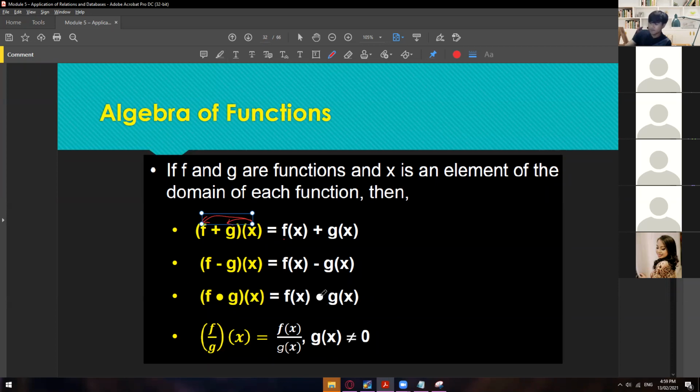And then we also have here multiplication, and for division, f divided by g, or f of x divided by g of x, wherein g of x should not be equal to 0. Why? Because if this one is 0, and let's say this one is 100, or whatever is the value of your numerator, you will get an error. So that is why your g of x must not be equal to 0. Those are just the formulas for addition, subtraction, multiplication, and division when it comes to algebra of functions.